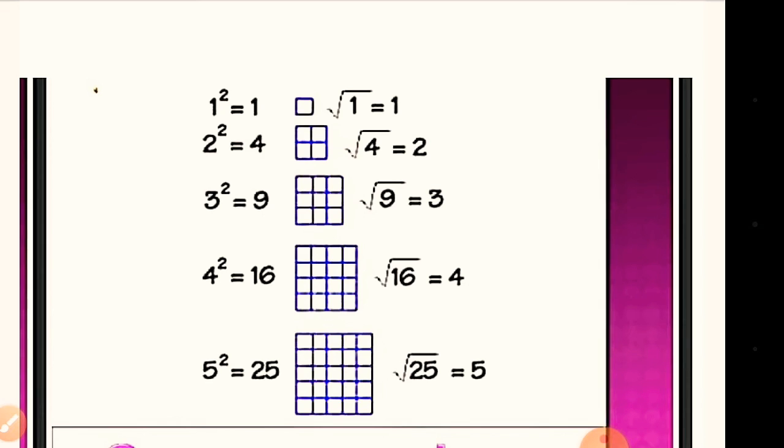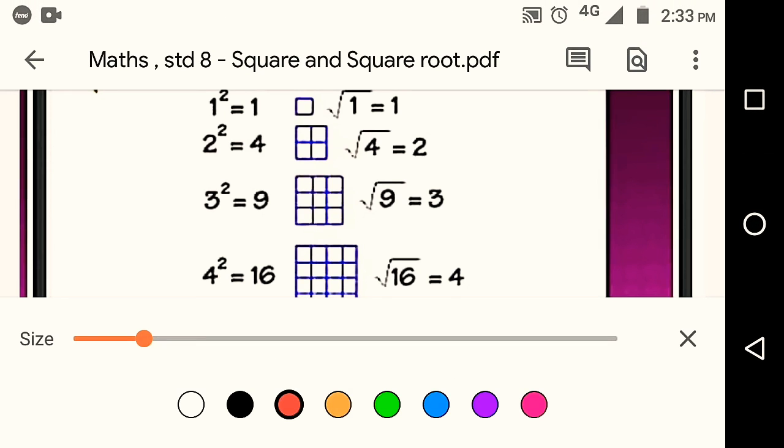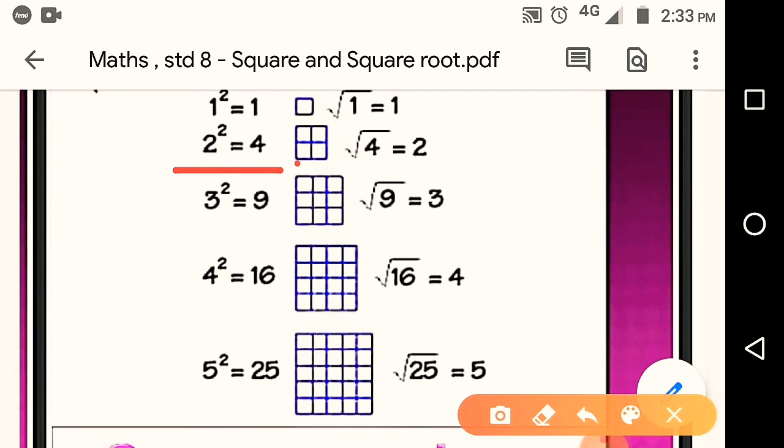Second one is 2 square. So 2 twos are 4. So 2 square means 2 rows and 2 columns. Column and row both are same. If you see this, the row and column both are same. In the second one, if you see, 2 square is 4. So if you see this square, it is having two columns and two rows. So that is why it is 2 square. So 2 square is 4. So 2 को 2 times multiply करेंगे तो 2 square 4 आएगा.